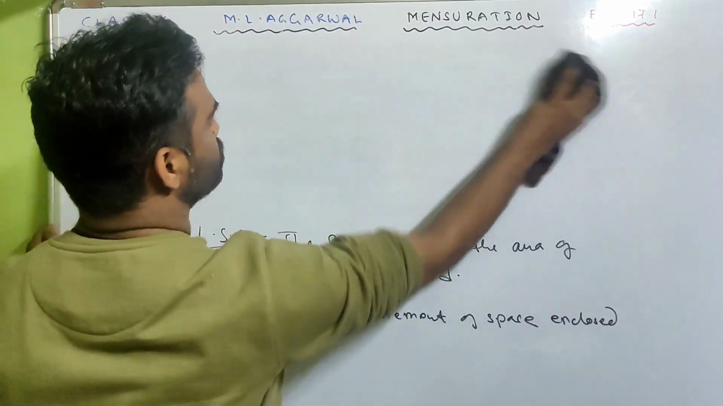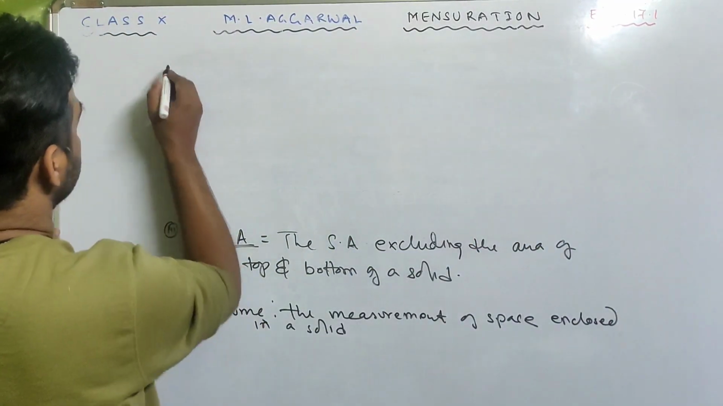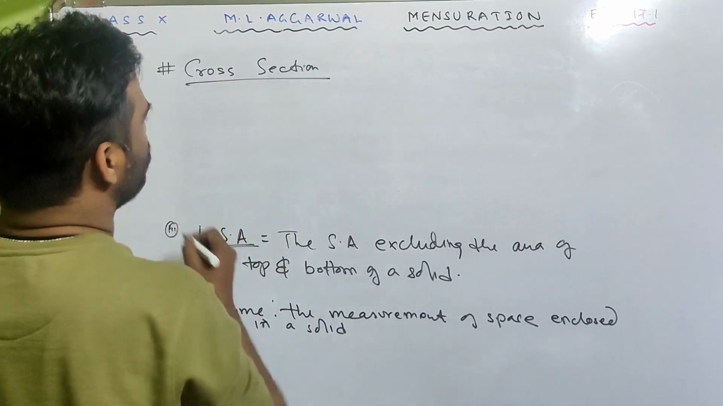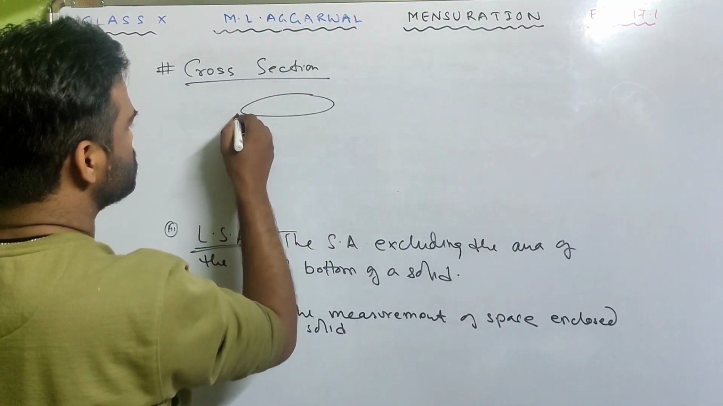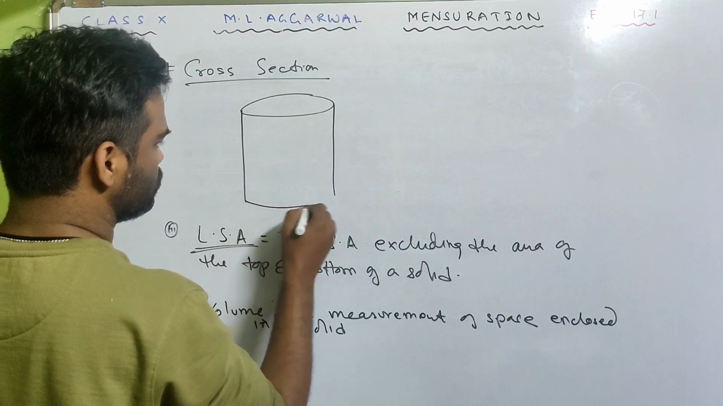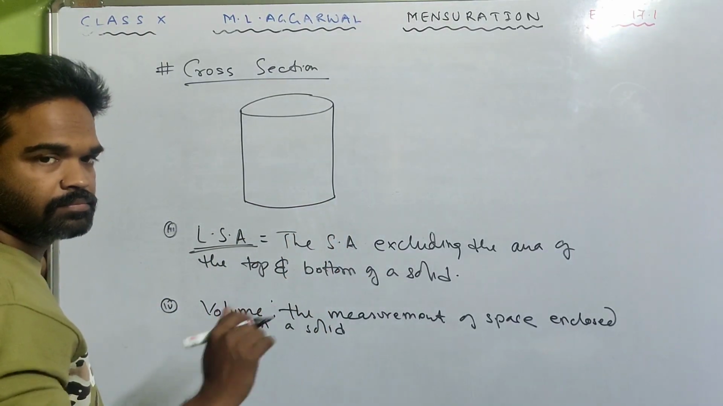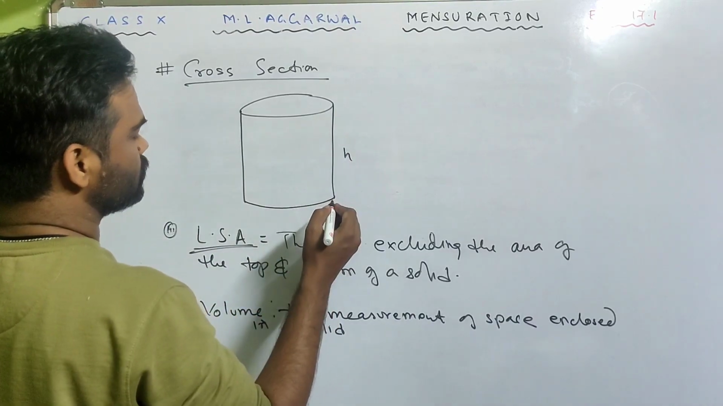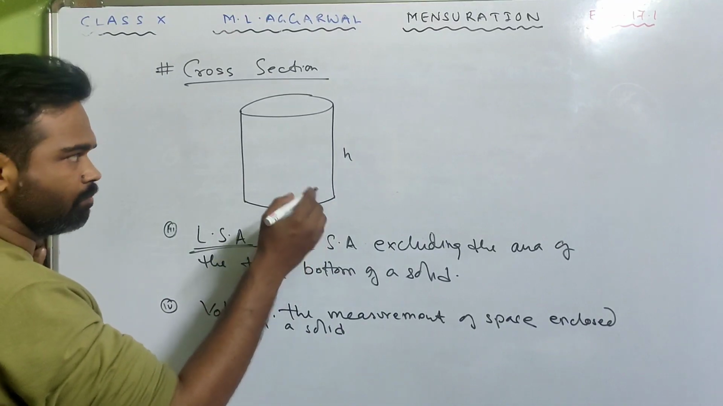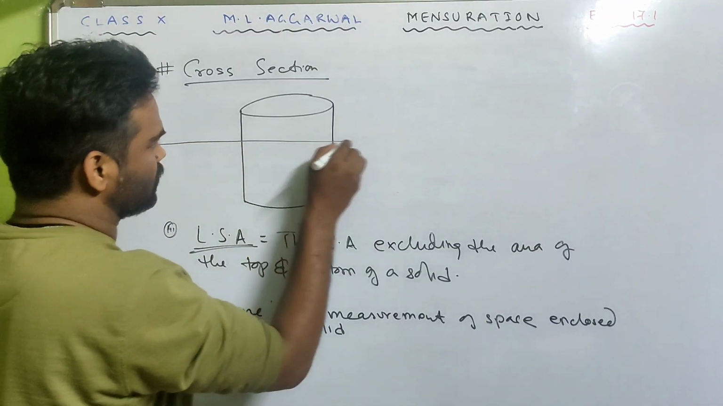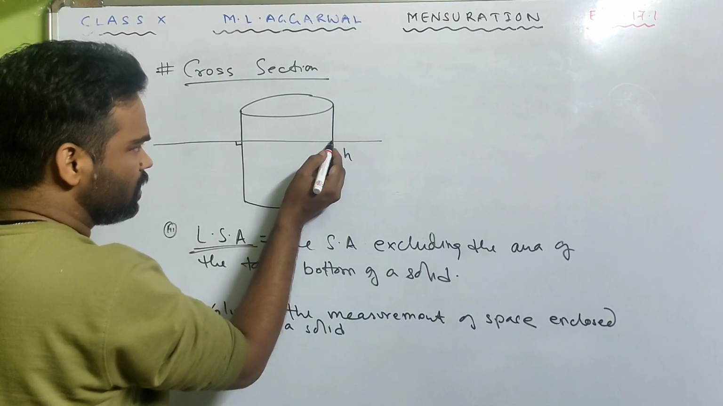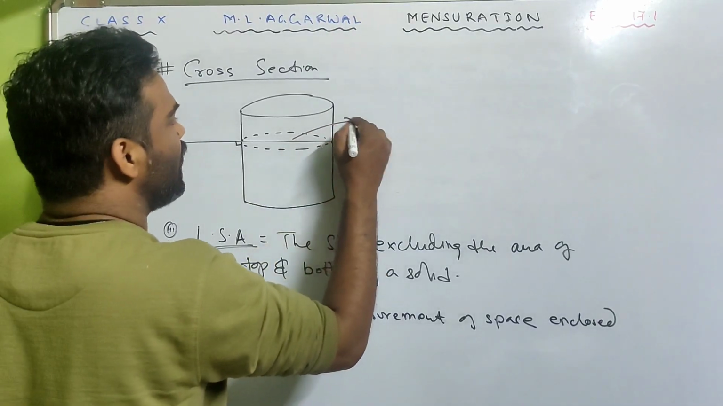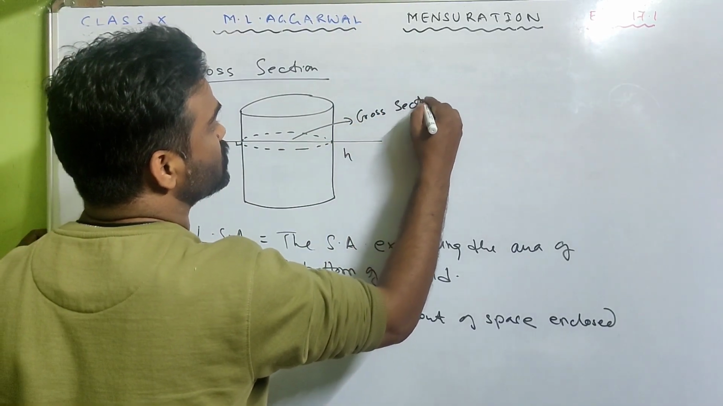Okay. Now very important thing. Just look over here. Cross section. Look carefully. Cross section. Now, suppose I take a cylinder. Look over here. I take a cylinder. And this is the height. Perpendicular to the height, I make a cut like this. Then the surface exposed after making a cut, that is my cross section.